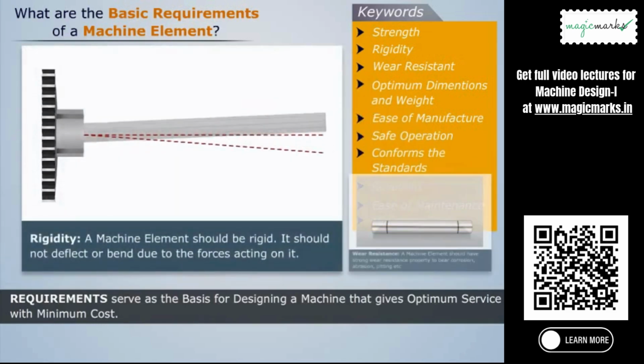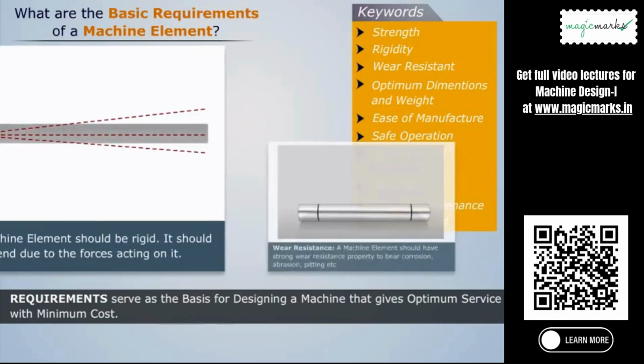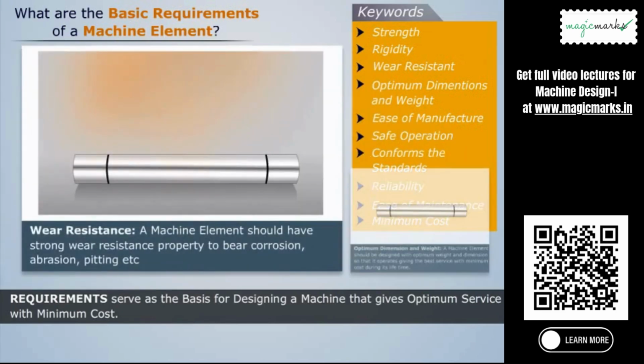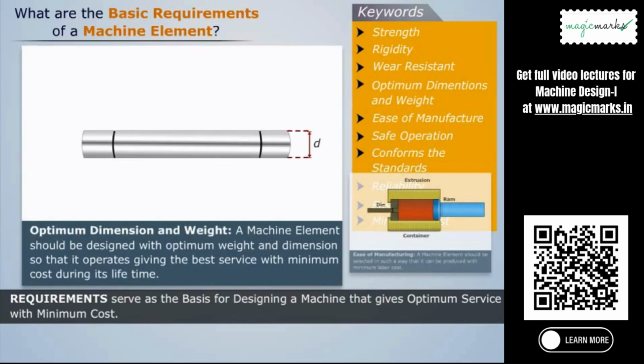A machine element should be rigid. It should not deflect or bend due to the forces acting on it. A machine element should have strong wear resistance property to bear corrosion, abrasion, pitting, etc. A machine element should be designed with optimum weight and dimension so that it operates giving the best service with minimum cost during its lifetime.